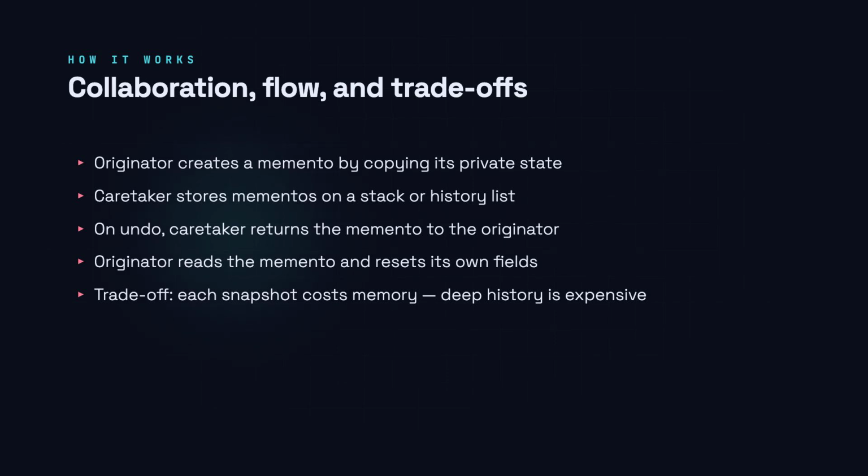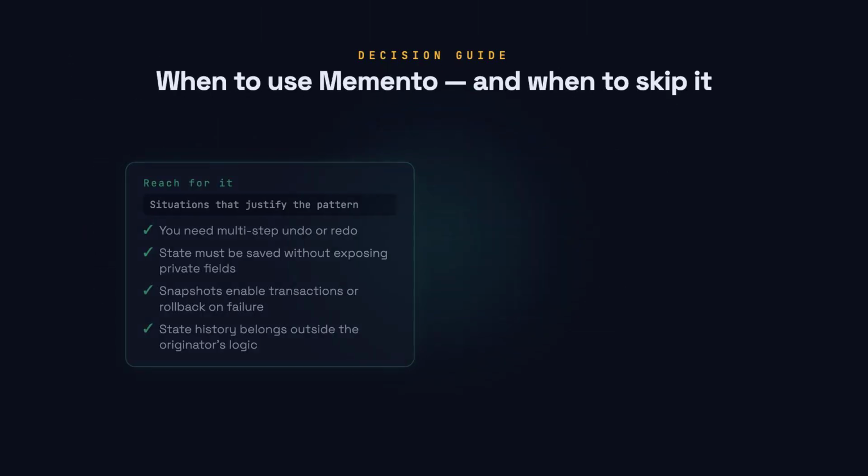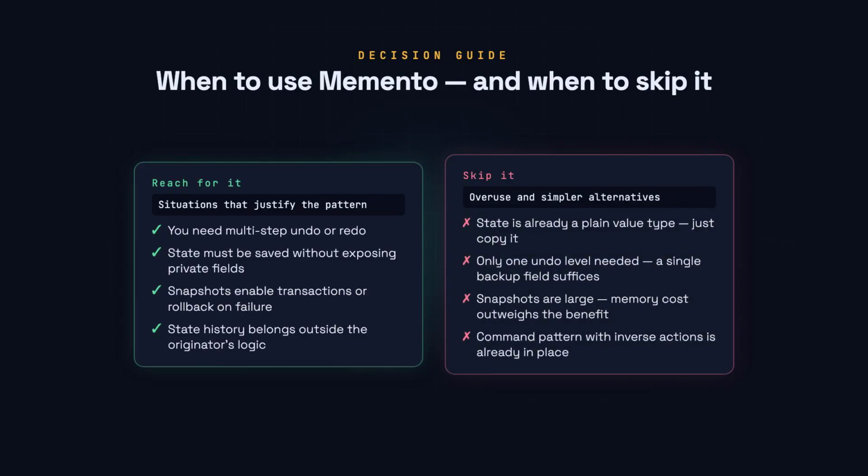The main concern to watch out for is memory. If each snapshot copies a large object and users can undo hundreds of steps, the history stack can become very expensive. Use memento when you genuinely need multi-step undo, transactional rollback, or a full state history, and when that state must stay private. It earns its complexity in those cases.